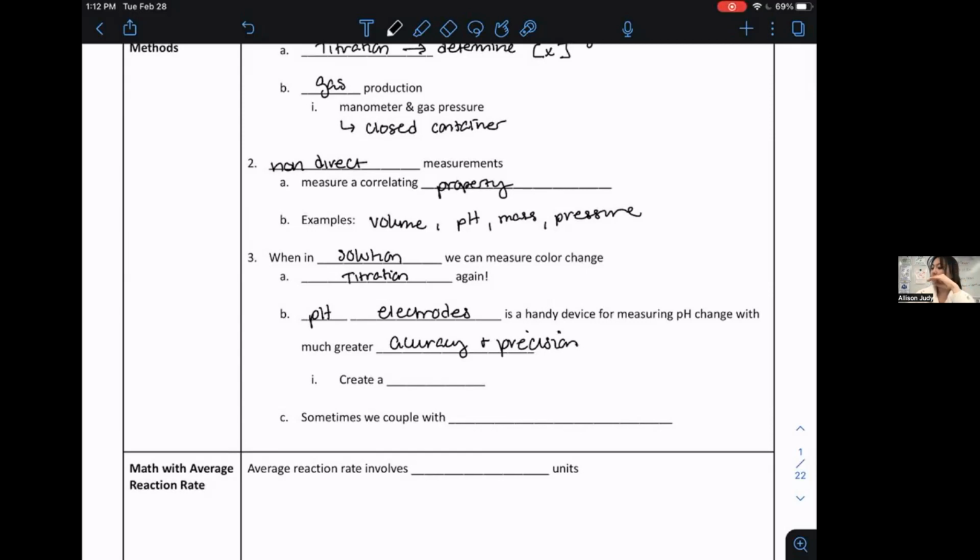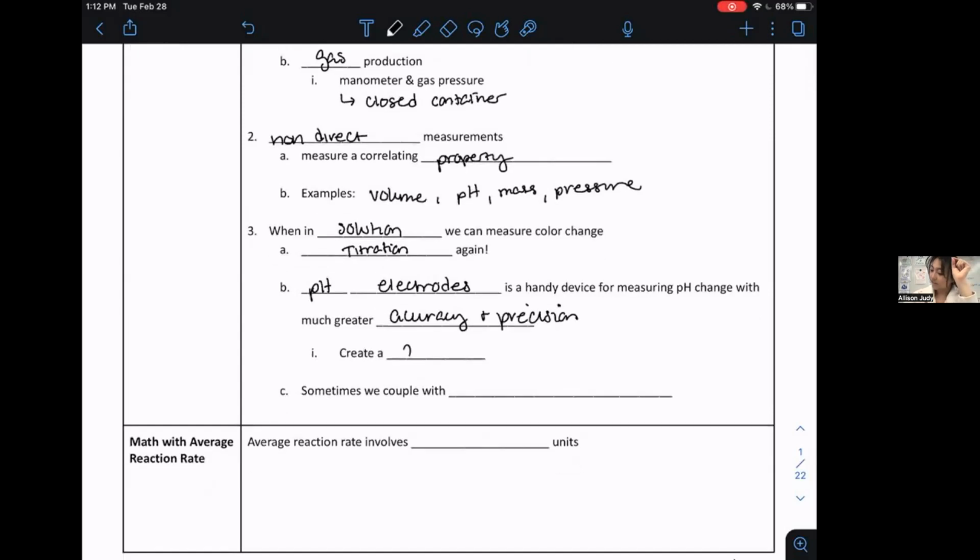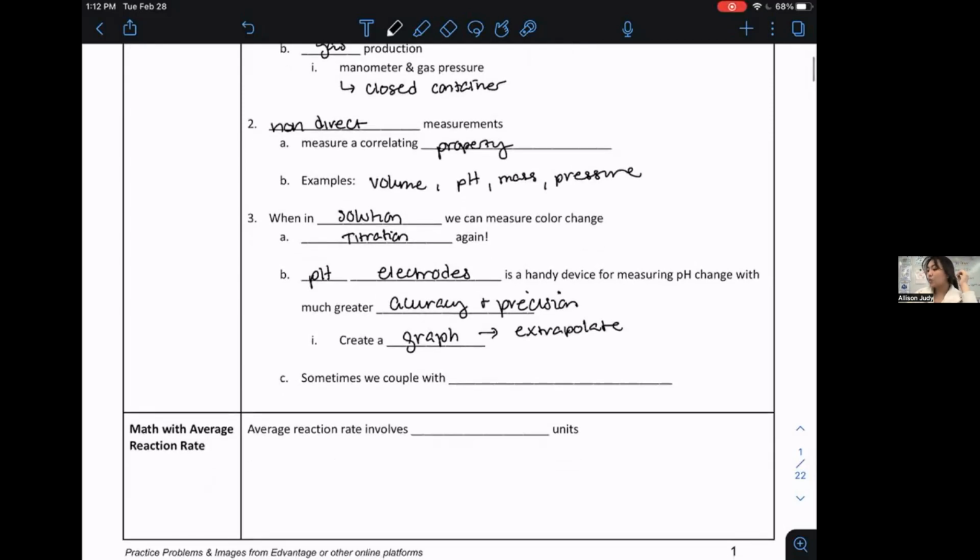What happens is when we do it this way, titration with pH electrodes, you can create a graph, and from that graph, you can extrapolate a relationship. And so what we often do is partner this also with color spectrophotometry. Because if we have a certain degree of colorful solution, that indicates a certain degree of concentration, which can then be used in Beer's law with the method of spectrophotometry and the instrument called a spectrophotometer.